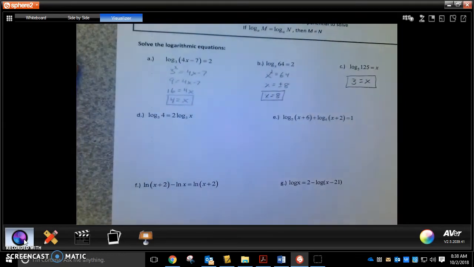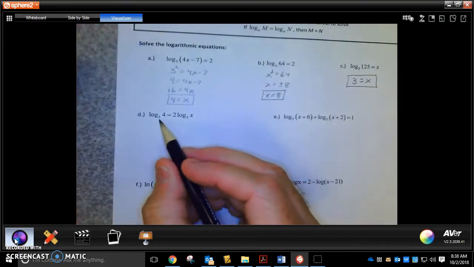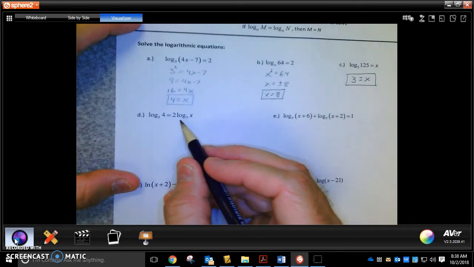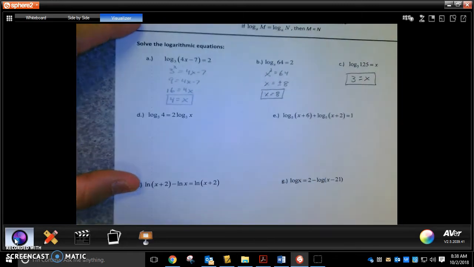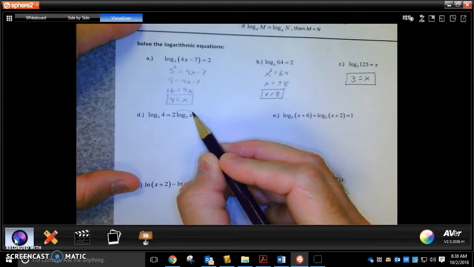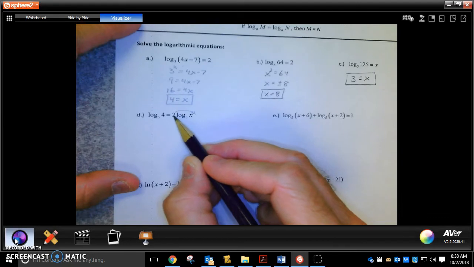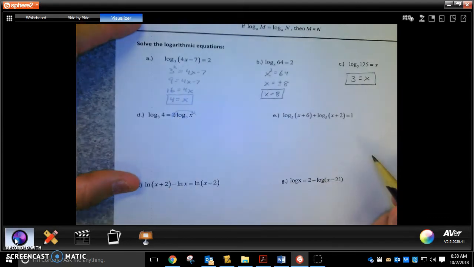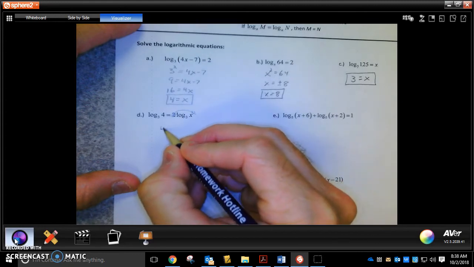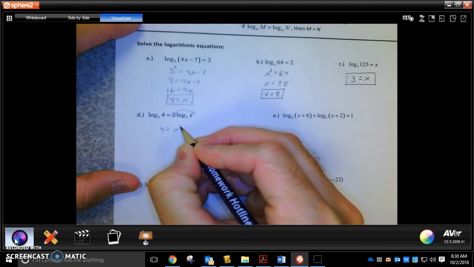All right, example D. This one, I have a log on the left. I have a log on the right. So these two logs are going to cancel once I've got the problem set up correctly. The only problem is this 2 right here. I need to take the 2 that's out front, reattach it as an exponent, and now I'm all set. These two logs, I can let them cancel each other out, leaving me with 4 equals x squared.